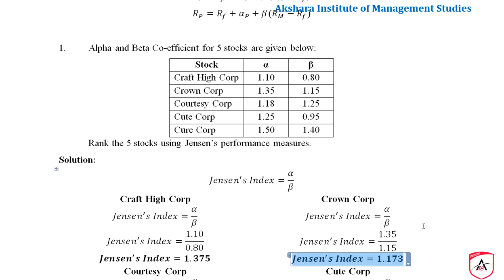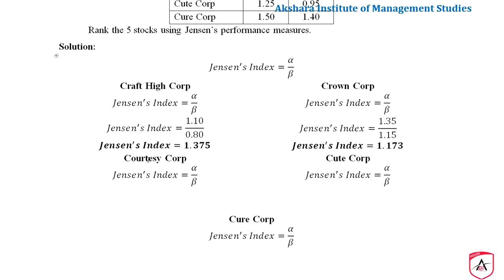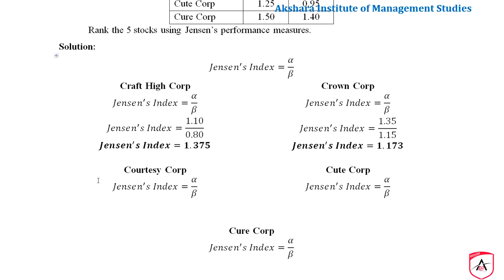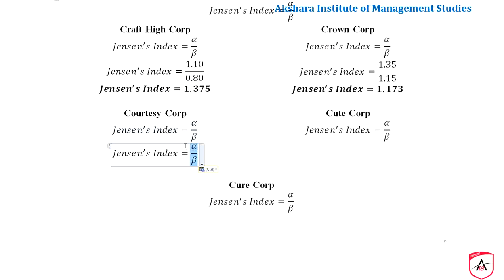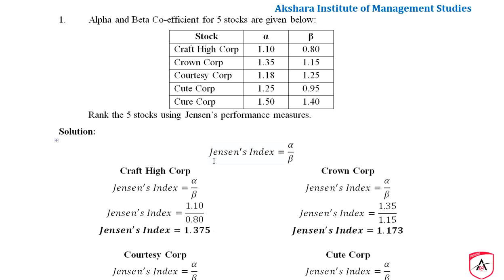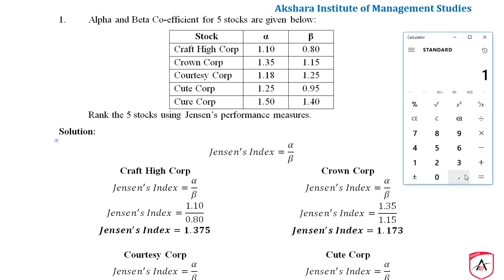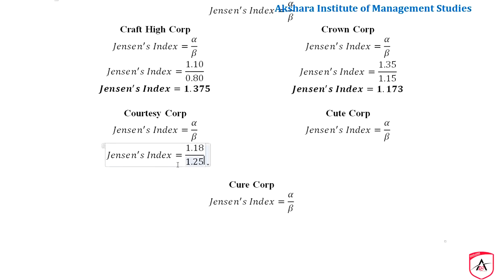Okay, and the next one is Courtesy Corp. For Courtesy Corp, alpha is 1.18 and beta is 1.25. Now use the calculator. 1.18 divided by 1.25 becomes 0.944.